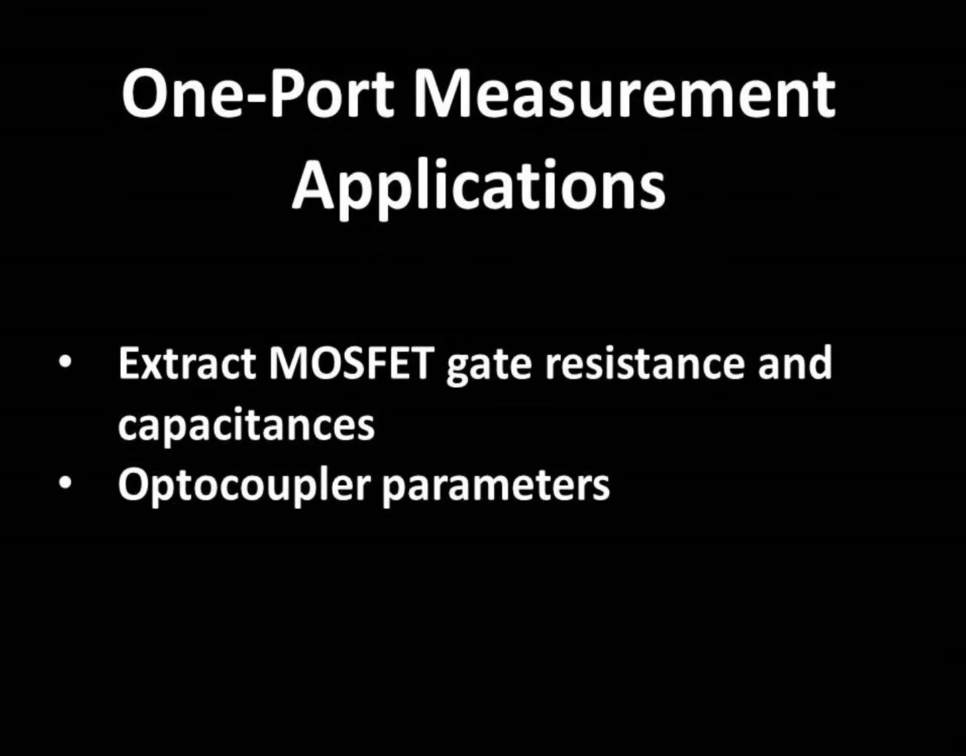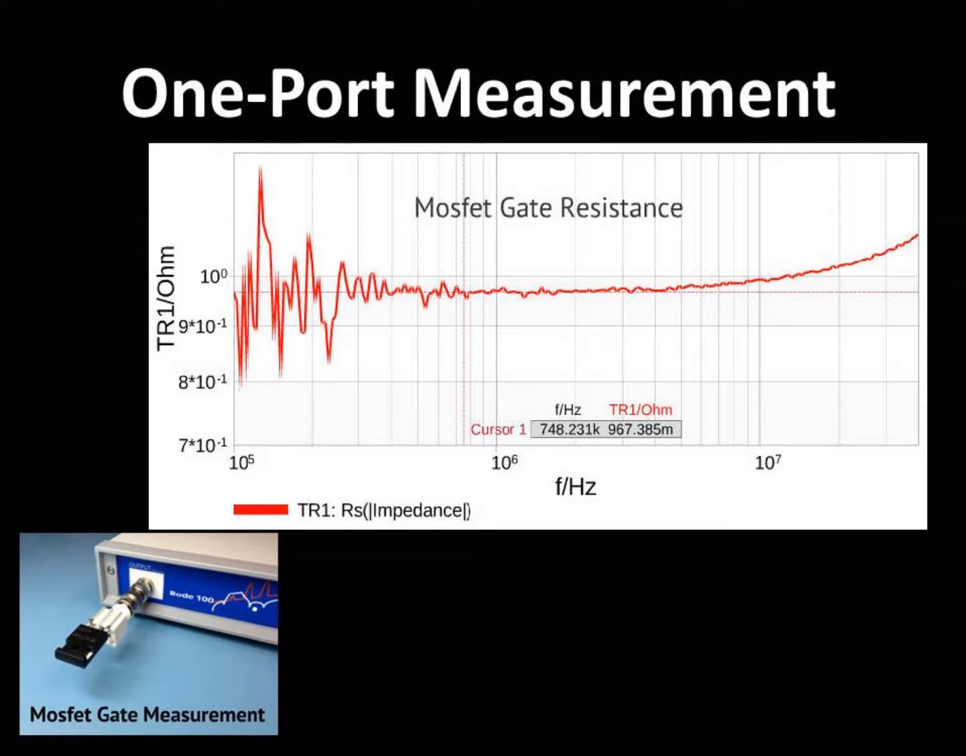Let's look at 2 example one-port measurements taken with the Bode 100. This slide shows an example of the single-port reflection measurement, which is applied to measure the gate resistance of a MOSFET. The low-frequency noise observed in this measurement is due to the fact that the gate bulk resistance is very small compared to the reactance of the gate capacitance at low frequency. This is the reason most MOSFET gate resistances are measured at 1 MHz.